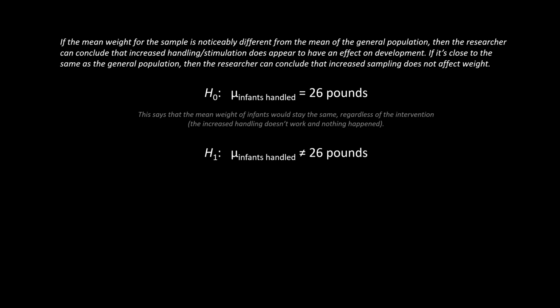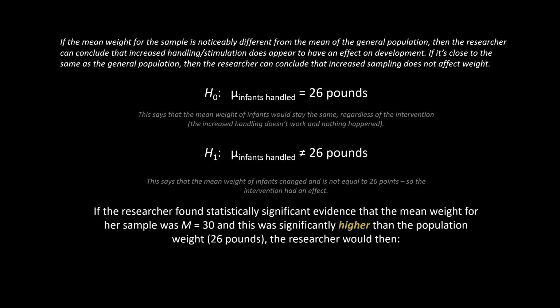The alternative hypothesis is that the mean weight of these infants doesn't equal 26 pounds anymore. Something has changed. If it's not equal to 26 pounds, the intervention had an effect. So essentially what we're attempting to do is reject the idea that the kids still weigh the same thing as they do in the general population. Because if they did, then that would mean that increased stimulation didn't have an effect on infant development.